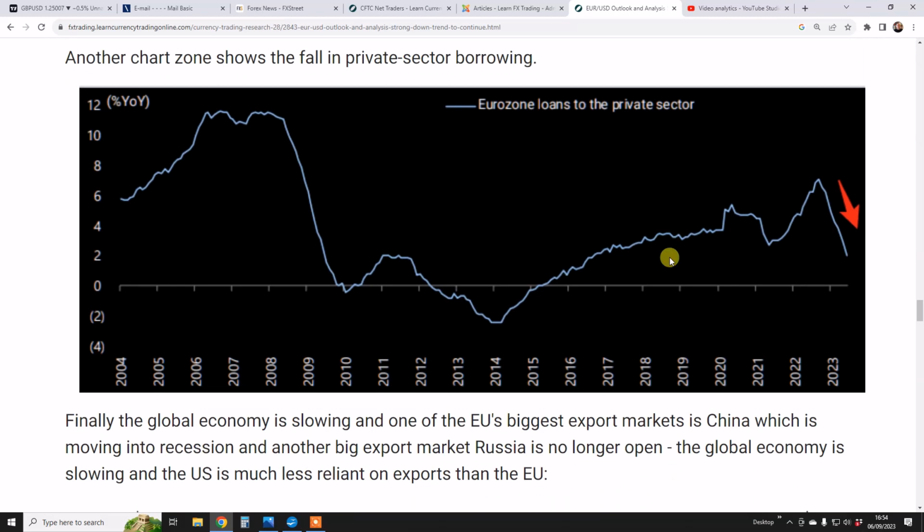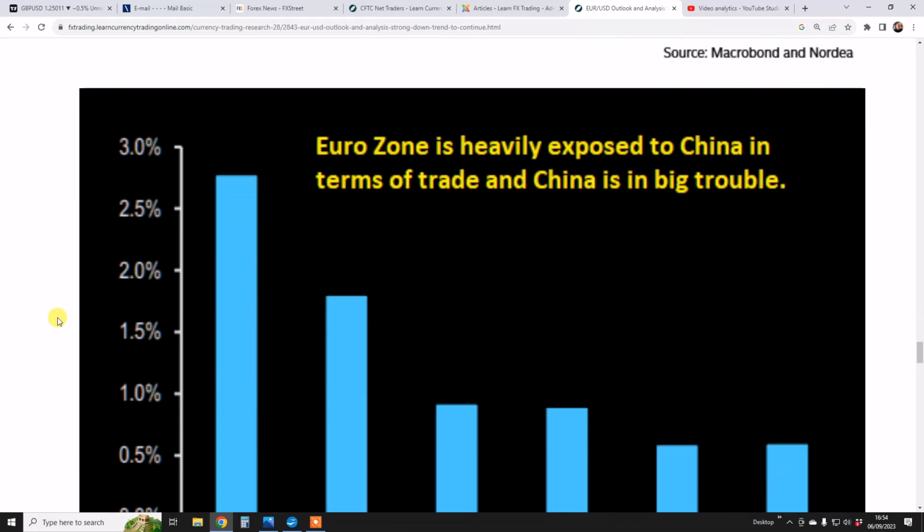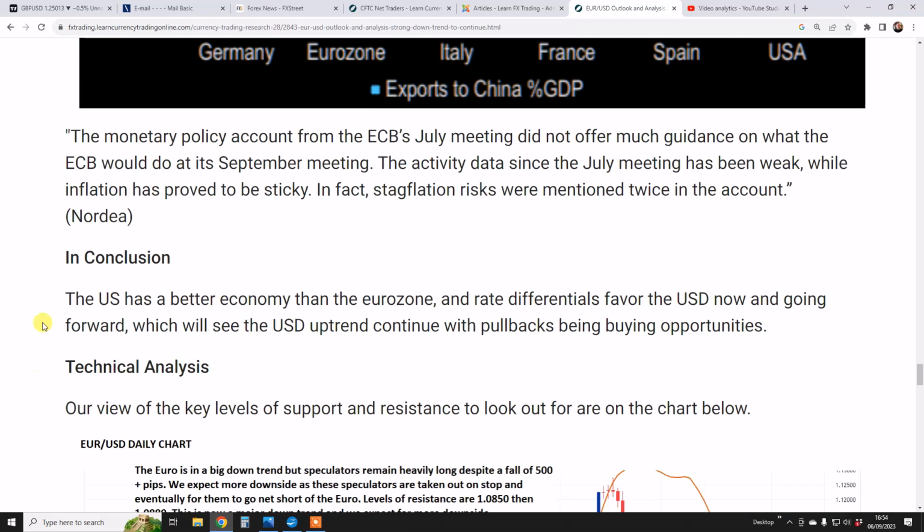This is private sector borrowing as well. It's collapsed, and that does not bode well for the Eurozone. It's going into recession in our view, and we think the market will come round to that view. There are more charts on this page, as I've said, so go and take a look at them. Right, let's go and draw our levels of entry, stop and target.